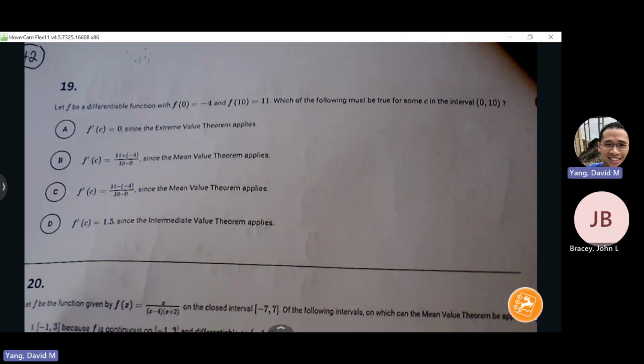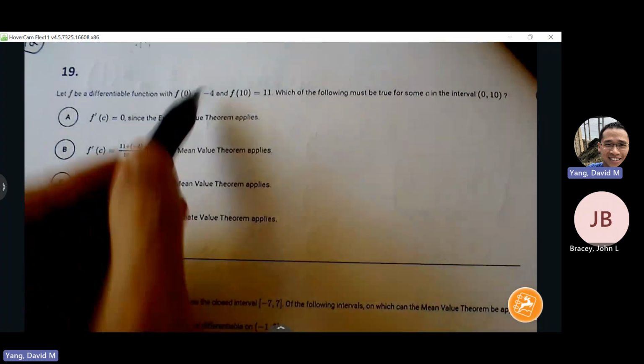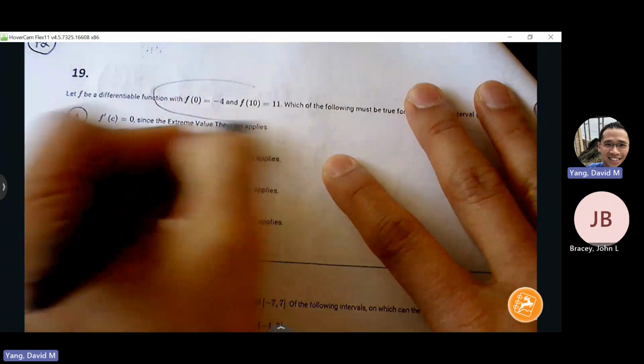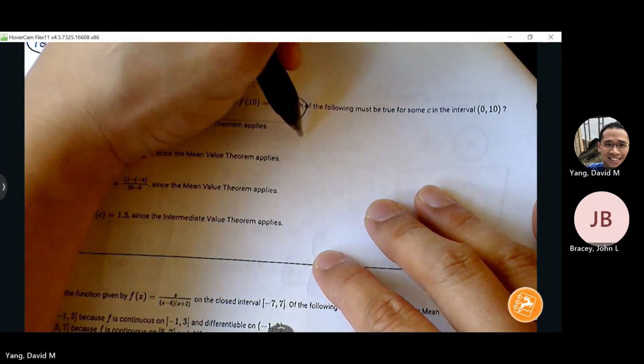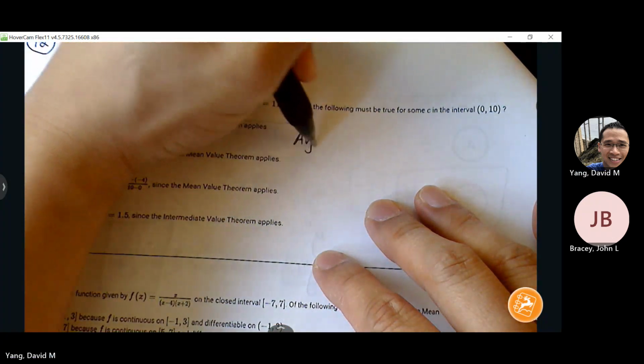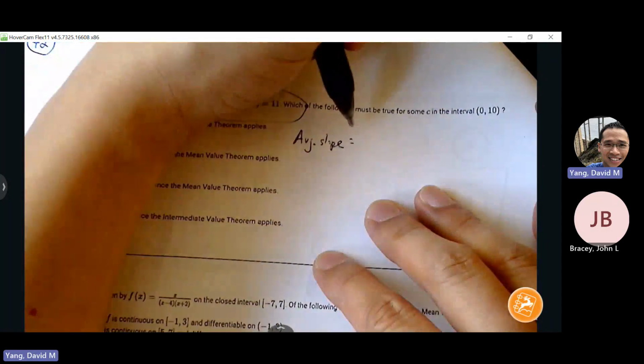Okay, page 42. Let f be a differentiable function, so smooth curve all the way through. F of 0 equals -4, f of 10 equals 11, which of the following must be true for some value. So I see a bunch of statements about f prime, so I'm just going to go ahead and find the slope between these endpoints and see what I get. So changing y, we're changing x.